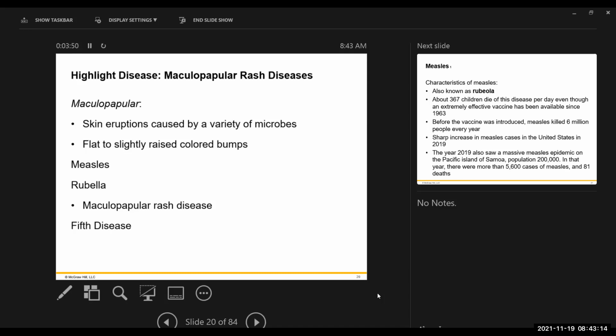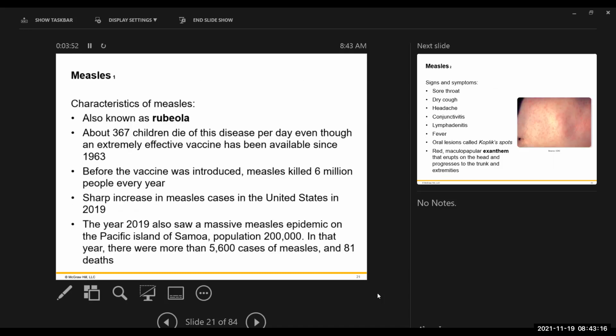First, there is measles, also called rubeola. This is one of the most contagious infectious diseases. It's caused by an RNA virus that's a member of the paramyxoviruses.